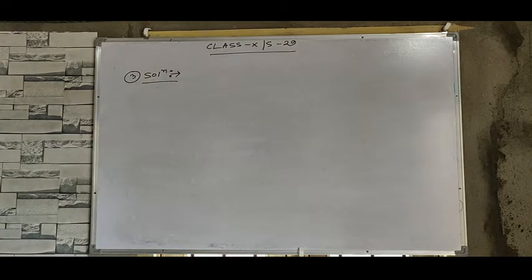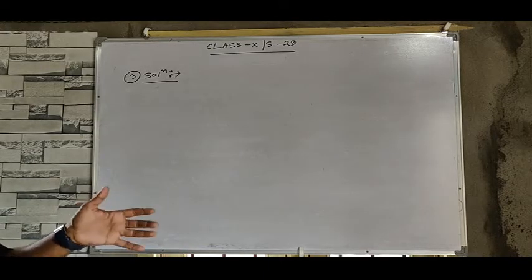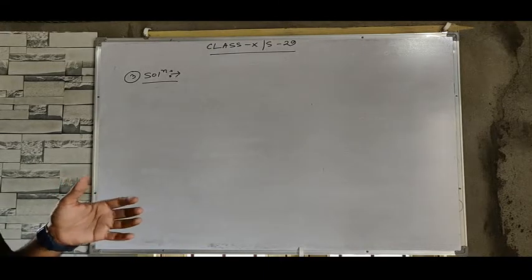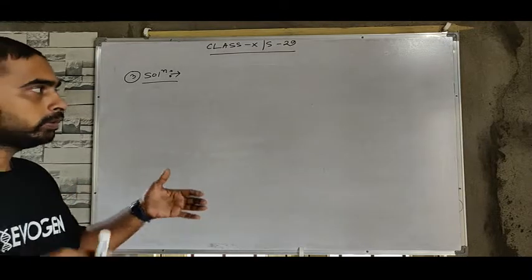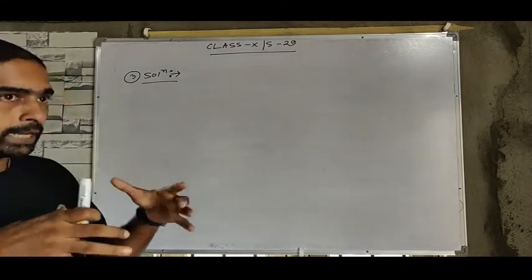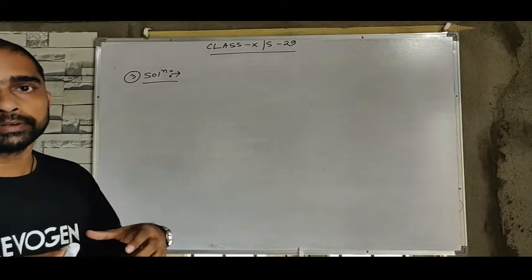A 20-meter deep well with diameter 7 meter is dug and the earth from the digging is evenly spread out to form a platform 22 meter by 14 meter. Find the height of the platform. Simple question. We dig a well whose height is given and the diameter is given, and as you all know the shape of the well is like a cylinder.